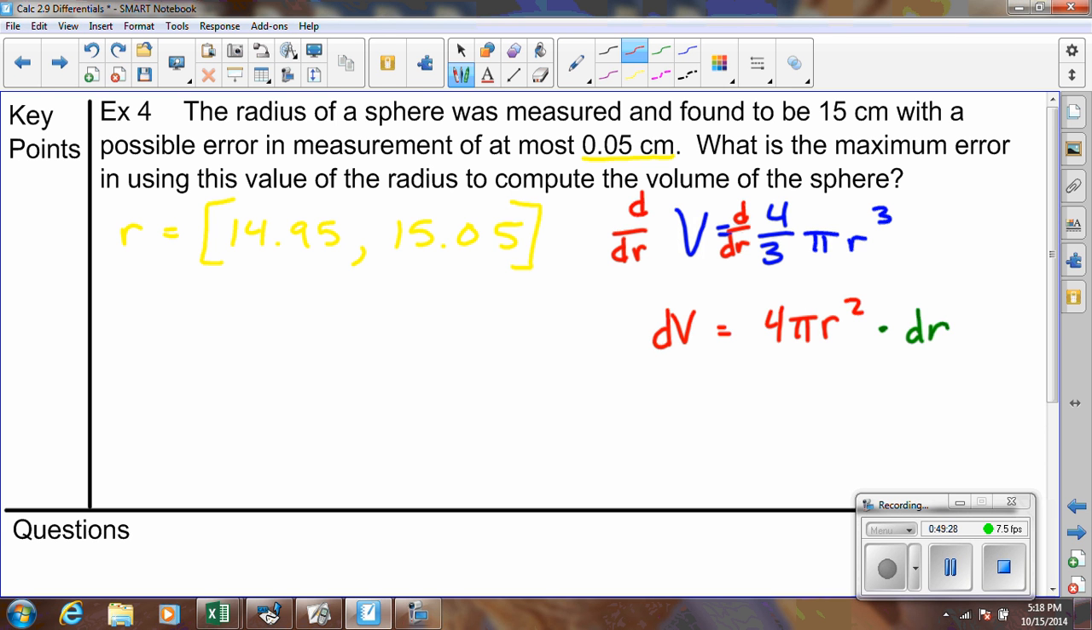Well, this tells us that we can estimate the amount of error in the volume by using this formula, which takes advantage of where we already know the potential error in the radius.